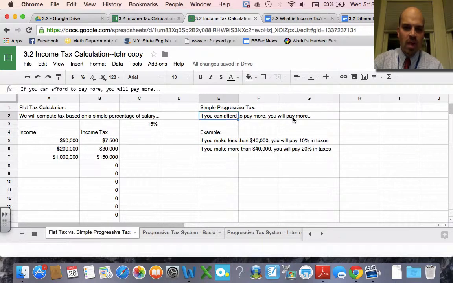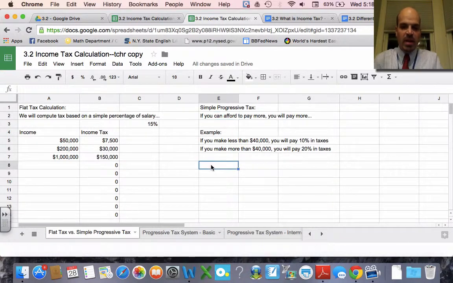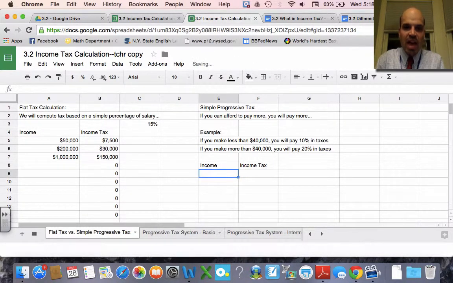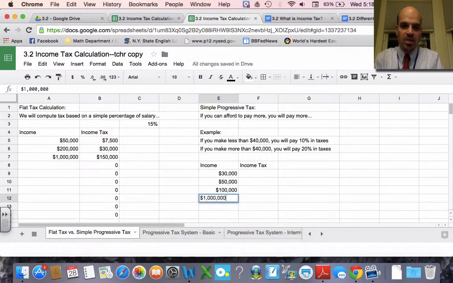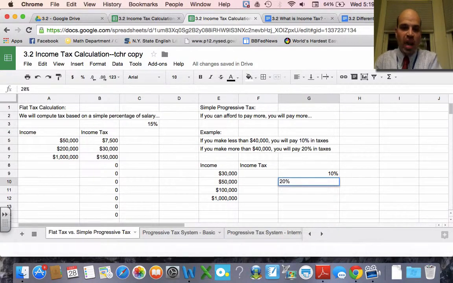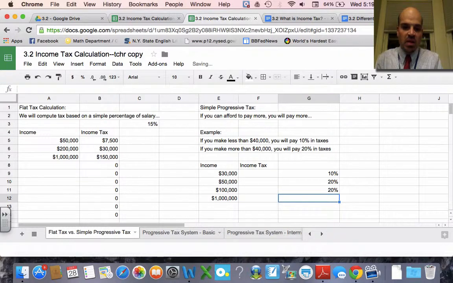In other words, if you can afford to pay more, you will pay more. So here's our example. If you make less than $40,000, you'll pay 10% in taxes. If you make more than $40,000, you'll pay 20% in taxes. So if I did my income and income tax, it would depend on whether my income was less than or greater than $40,000. I'm going to put $30,000, $50,000, $100,000, and $1 million. I would want my $30,000 to be taxed at 10%, and my $50,000 to be taxed at 20% because it's greater than $40,000, and the same for $100,000 and $1 million.